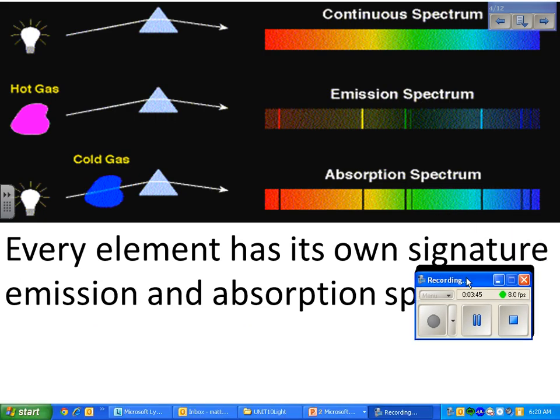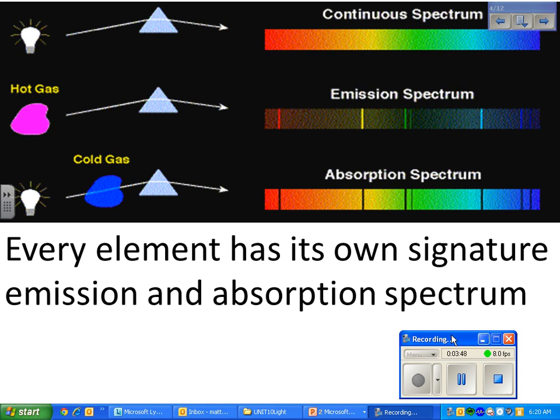All right, so as I said before, every element has its own signature emission and absorption rate. I was going back and forth on whether I was going to have you draw this or not, because the emission and absorption are pretty much the opposite of each other. As you can see over here, this hot gas and this cold gas, they're the same gas, so this is the emission and absorption spectrum. And as you can see, you kind of see the parallel here. That's the spot there. That's the same spot.